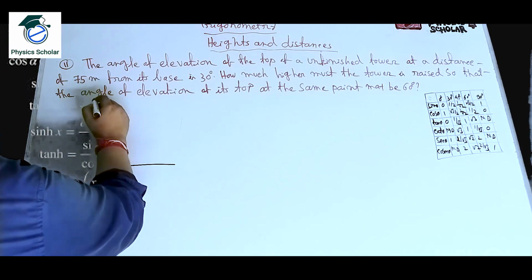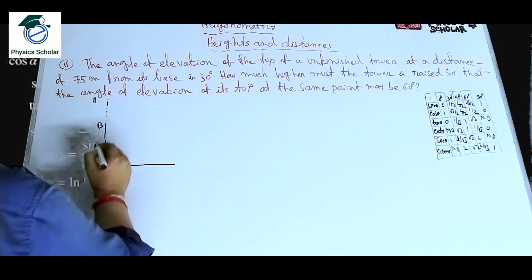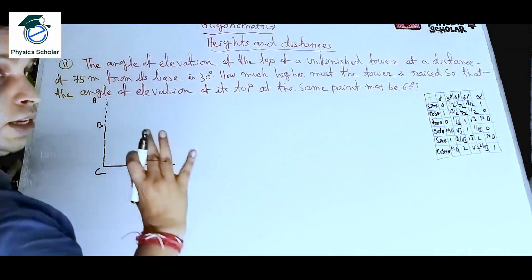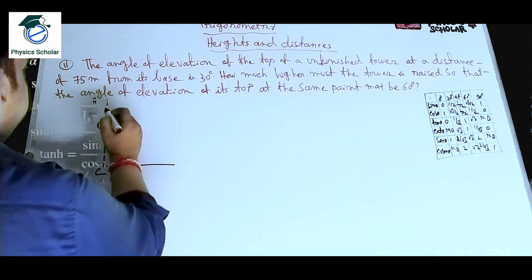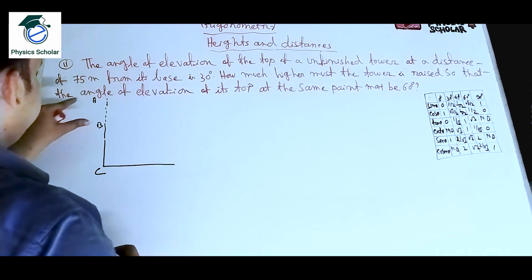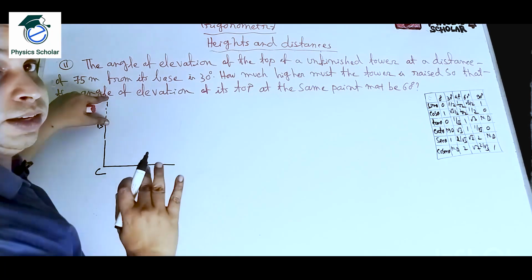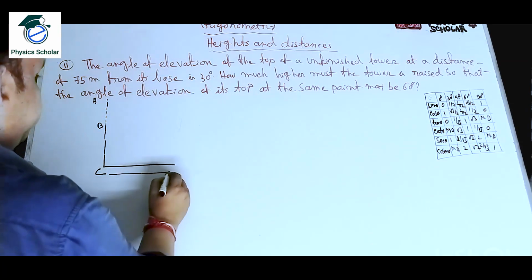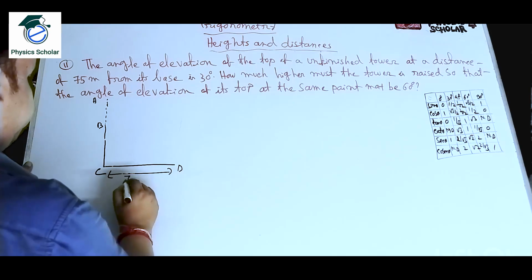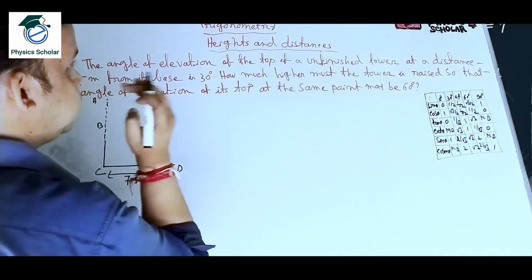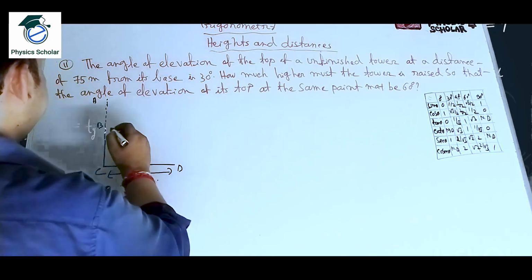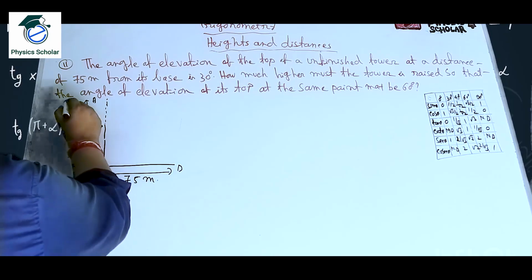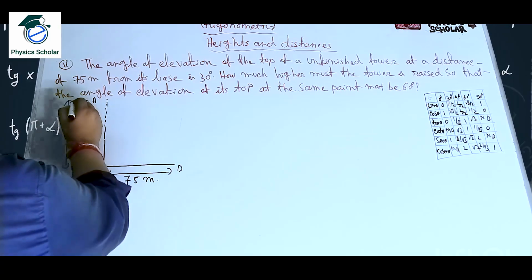Suppose this is A, B, C. AC is the unfinished tower and up to CB is completed, but the height should be up to A. So this work is pending. Now, if this distance D is 75 meter. How much higher must it be? That means we have to find out this height. Clear? So suppose this height is x and the total height is y.